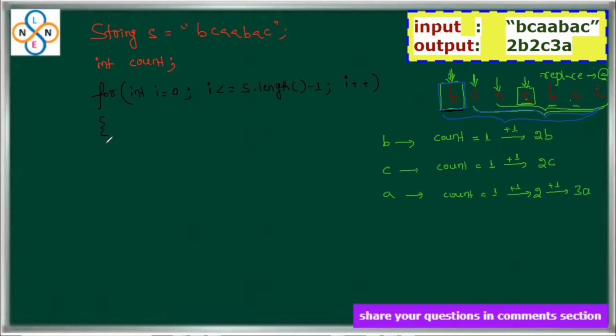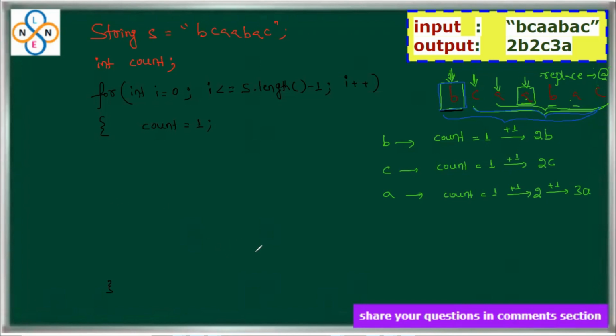So it means once we consider a character, then what are we supposed to do? We have to make that count as 1 every time. Correct or not? That's the reason this is not the right place to initialize. So inside this for loop, I am initializing this count equals to 1.